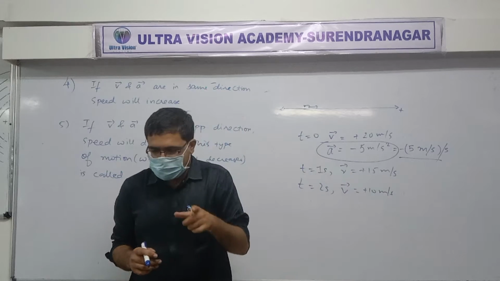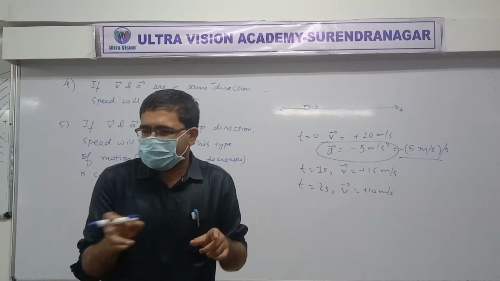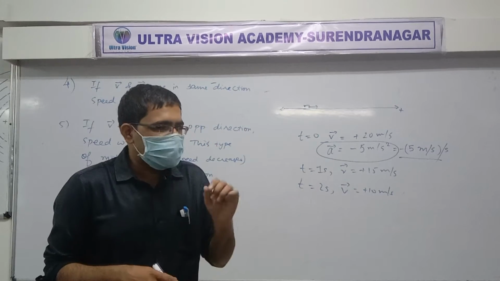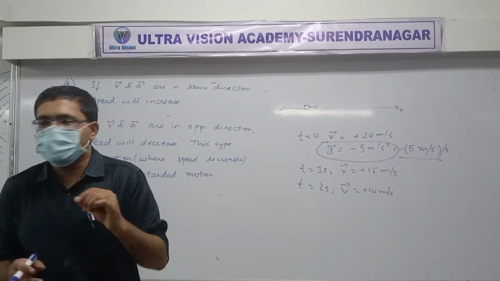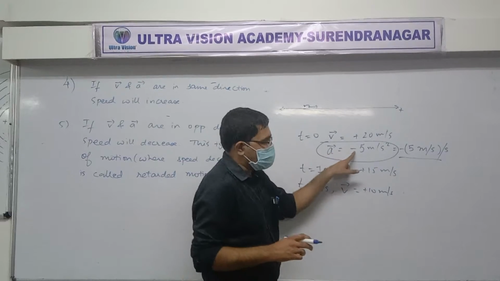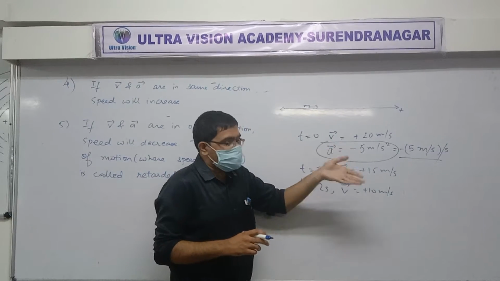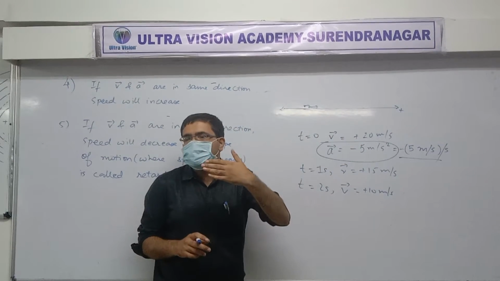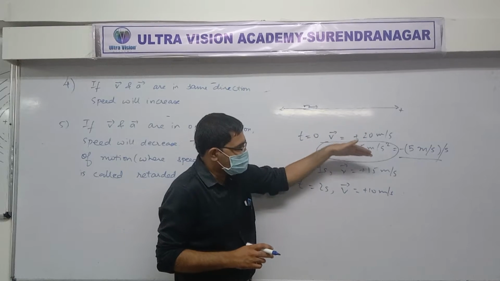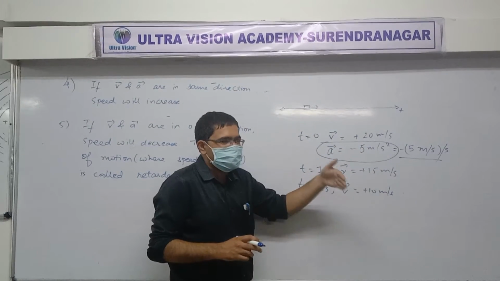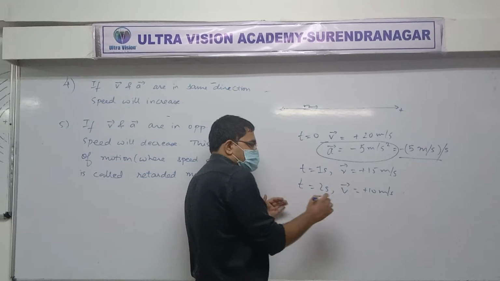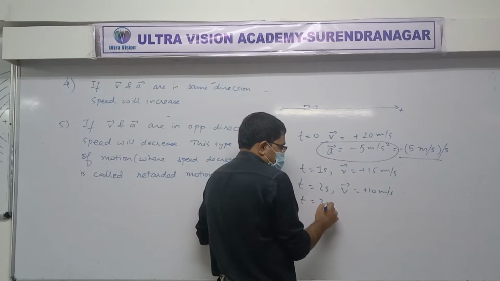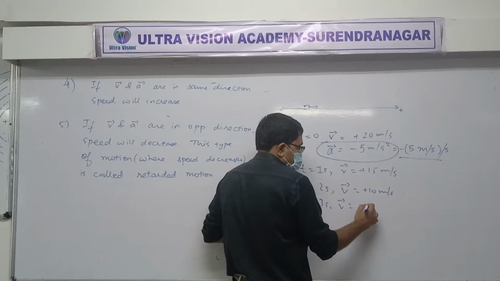Do you remember one sentence, the first one in this list? Change in velocity is always in the direction of acceleration. Here the acceleration is negative, so gradually the velocity is changing towards the negative side. From plus 20, 15, 10, there is a negative bulge. I hope you are seeing that. So at t equal to 3 seconds, it would become plus 5.